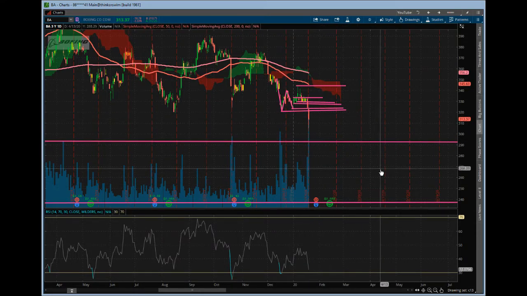But anyway, we'll keep an eye on these levels right here. Again, if it could get above all these guys, right, we need to clear these right here and get back above those moving averages. So we'll see how that ends up playing out.